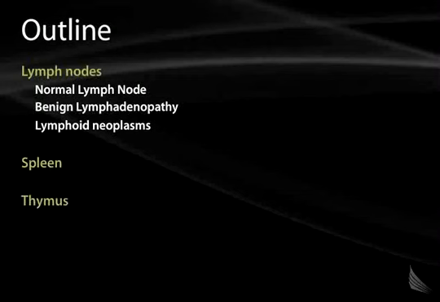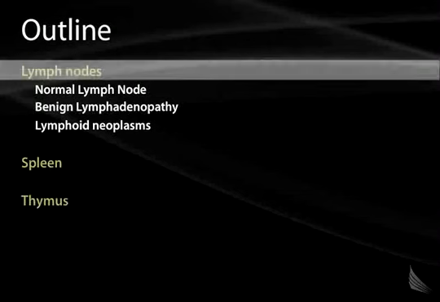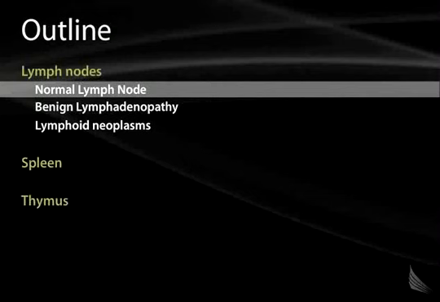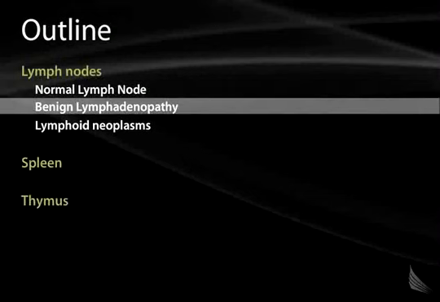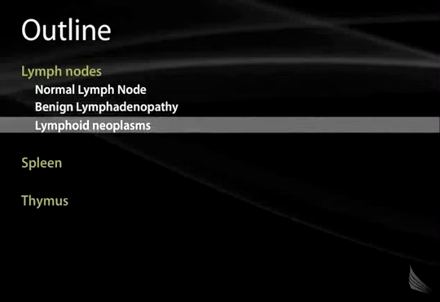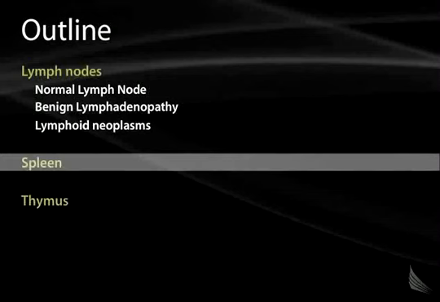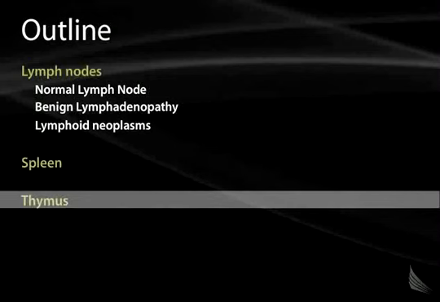So our objectives for this portion of the lecture are to discuss lymph nodes, what a normal lymph node looks like, to go over some situations where you may have some benign lymphadenopathy, as well as to discuss lymphoid neoplasms and what they may look like. From there, we'll have a discussion of the spleen and the thymus, and that will conclude our discussion of the entire lymphoid system for what you'll need to know for the USMLE Step 1.